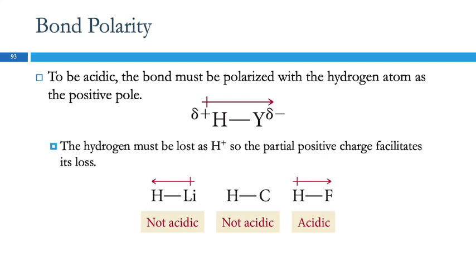So in order to be acidic, that bond has to be polarized, with the hydrogen as the positive end and the other element as the negative end. So we need some difference in electronegativity, right? The hydrogen has to be lost as a positive ion, and so if this is already partially positively charged, it's much easier for that to happen.